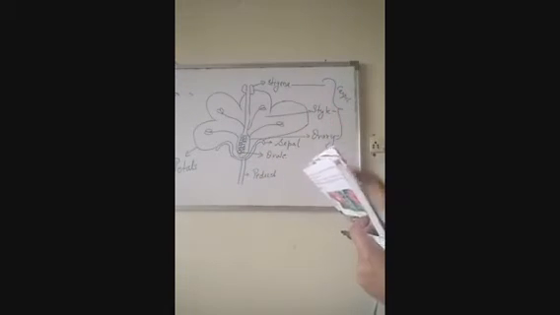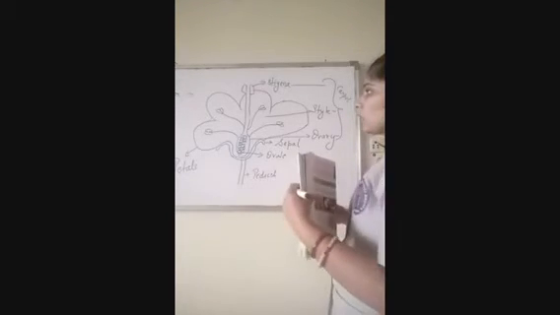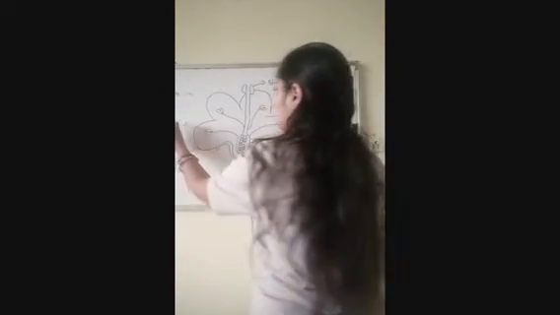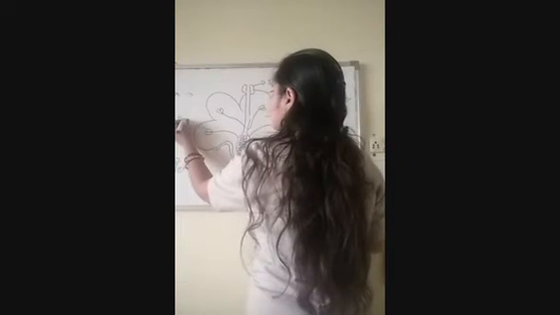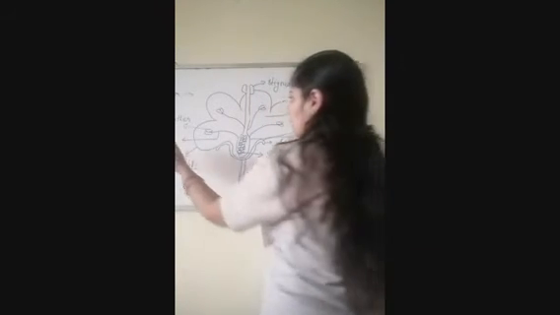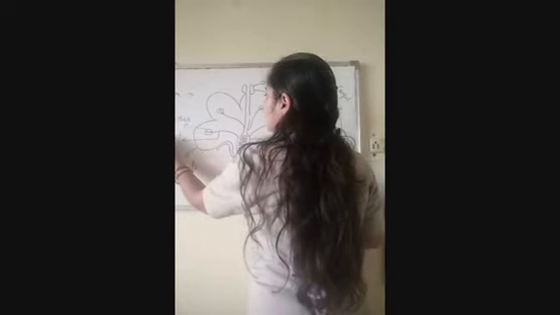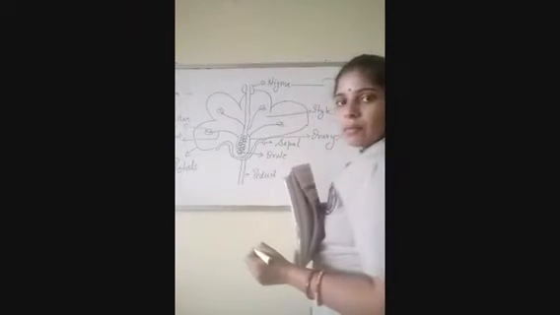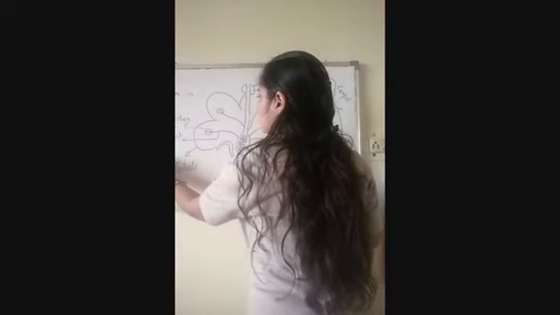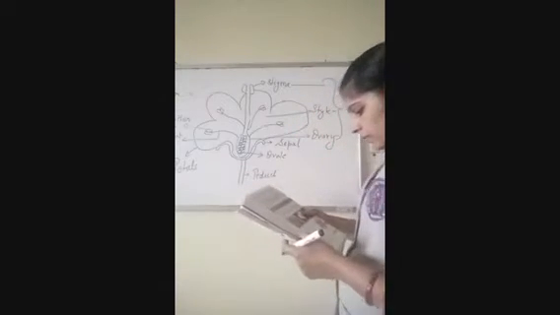Like your female part was divided into three and it was called the carpel, in the same way your male part is divided into, the first one is your anther. This part is called your anther, and this part is called the filament. So anther plus filament, what will it make? It will make your structure which is called the stamen. What is it called? It is called the stamen.